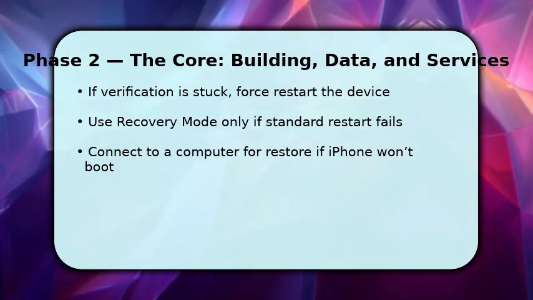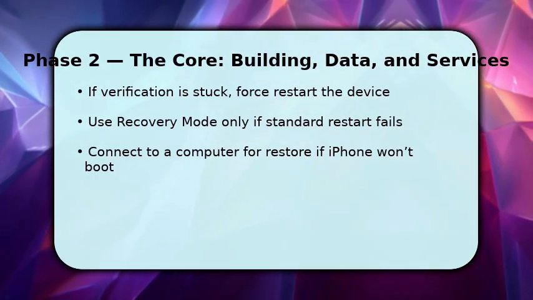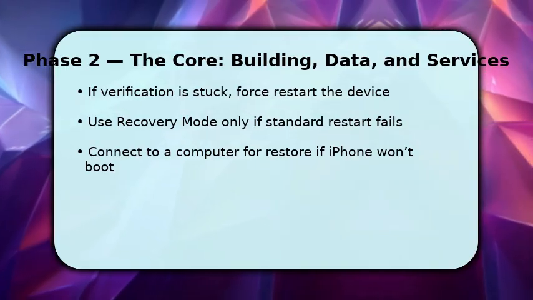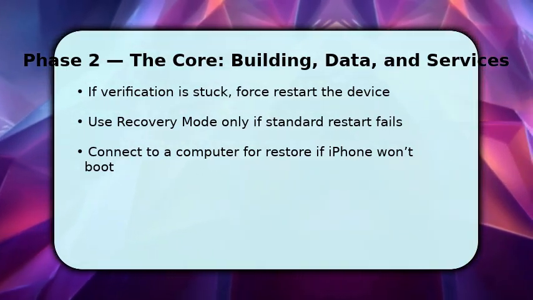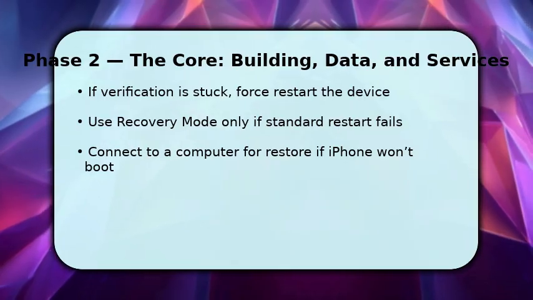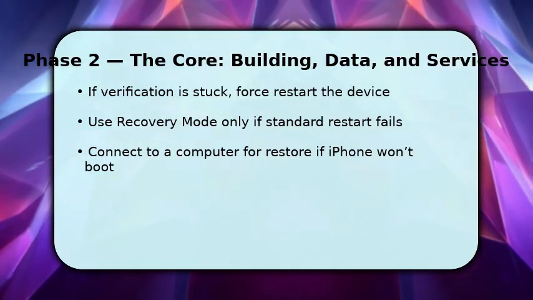If the phone remains in a loop or shows an update screen, put it in recovery mode and connect to a Mac or PC. Choose Update or Restore in Finder or iTunes. Make sure to back up first if possible, because Restore can erase data.